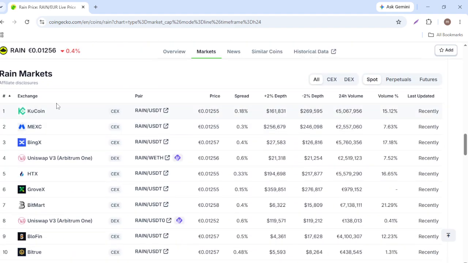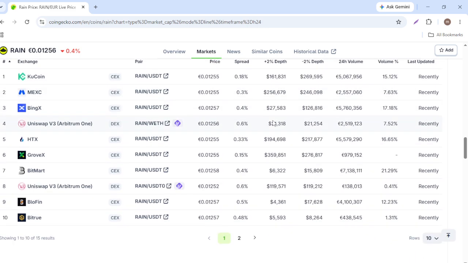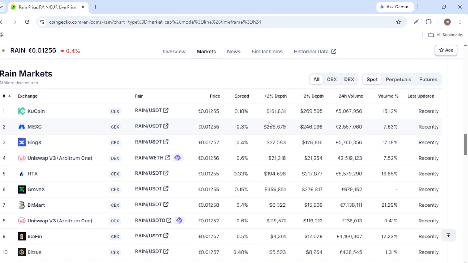If the coin has active markets, reliable exchange listings, and steady volume across relevant pairs, it's more likely to be liquid enough to trade. And that's how to check if a coin is liquid enough to trade on CoinGecko.